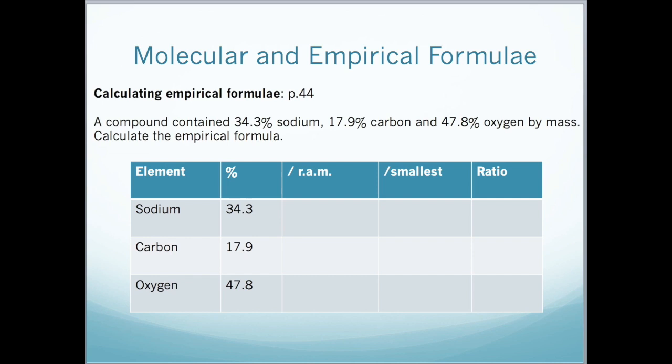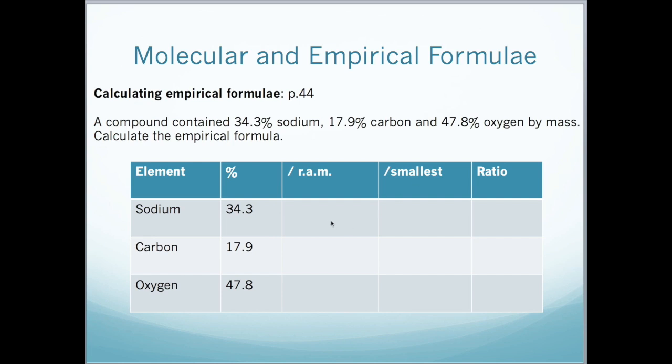So the easiest way to do this calculation is to draw yourself a little table, like shown here, where first of all you write out each element that we're given. So we're given sodium, carbon, and oxygen. We write all the elements down. We're also given the percentage. So in the next column, I've already pre-written the percentages.